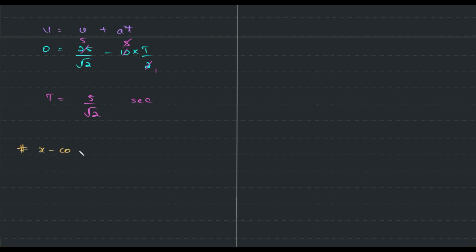Now we'll go with x, actually horizontal. So we are looking at range equal to distance into time. So distance is 25 root 2 into 5 root 2. So 125 by 2, that will be 62.5 meters.